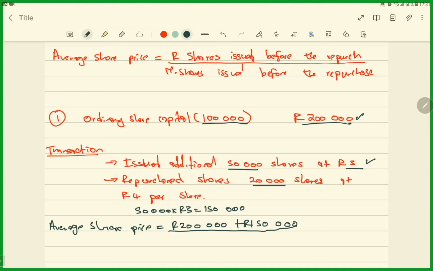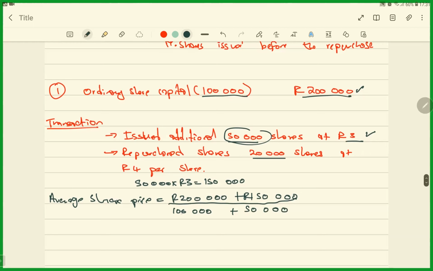Okay, then after that you're going to divide by the number of shares. So when the year started, the number of shares that had already been issued is 100,000. Then you're going to add the additional 50,000 shares. So 200,000 plus 150,000 gives you 350,000. Then 100,000 plus 50,000 gives you 150,000. So if you take 350,000 and divide it by 150,000, it gives you how much?